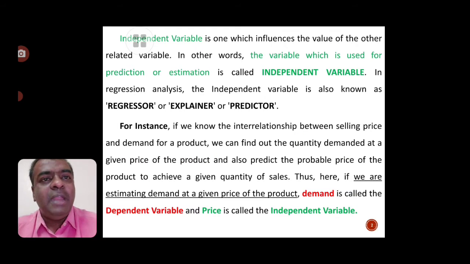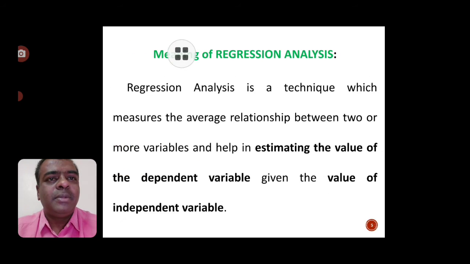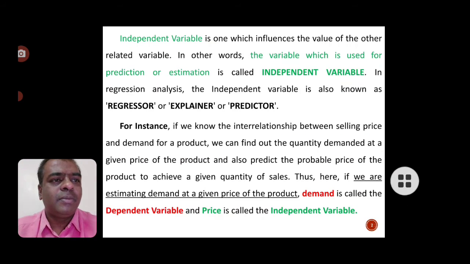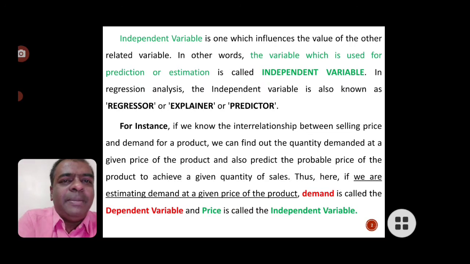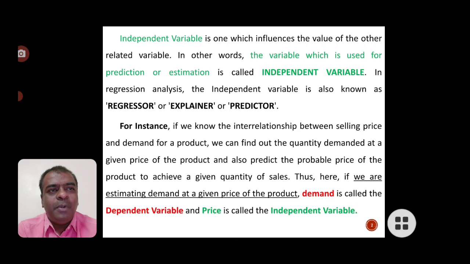Now, what is the independent variable? Independent variable is one which influences the value of the other related variable. In other words, the variable which is used for prediction or estimation is called the independent variable. In regression analysis, the independent variable is also known as the regressor, explainer, or predictor.